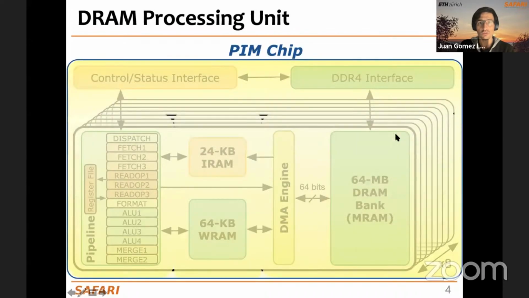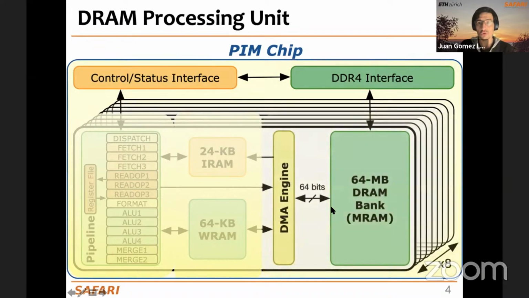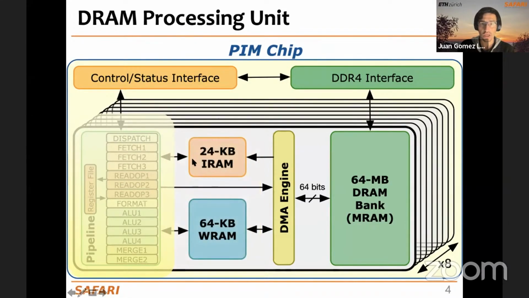If we look at the internals of the PIM chip and the DPU, the first thing we find is a DDR4 interface for the host CPU to access the MRAM banks, and also one control status interface for the host to communicate with the pipeline of the DPUs, send them commands to start the execution, and check when the execution of a kernel has been completed. Inside each PIM chip, we have 8 of these 64 megabyte MRAM banks, which we access through DMA engines that are also connected to a 24 kilobyte IRAM instruction memory and a 64 kilobyte WRAM, or scratchpad memory, for operands.